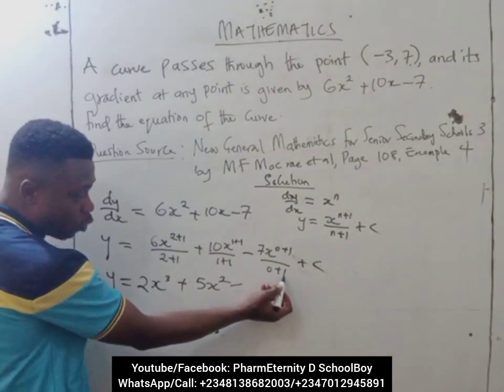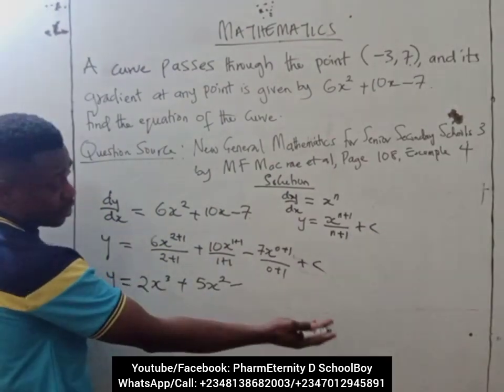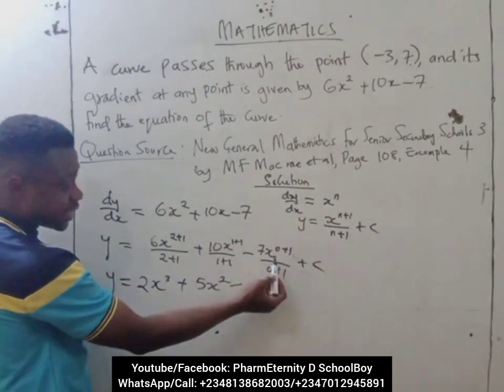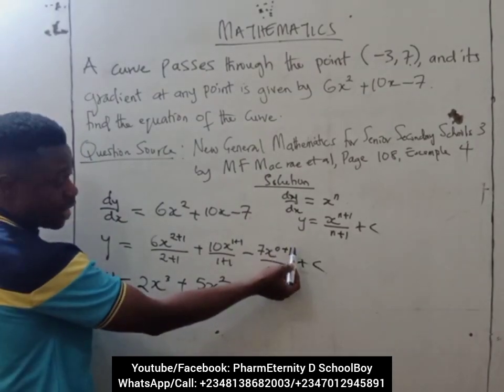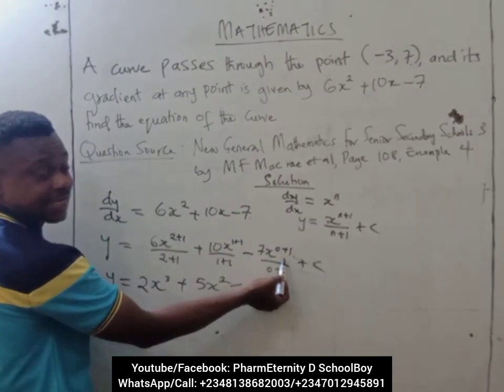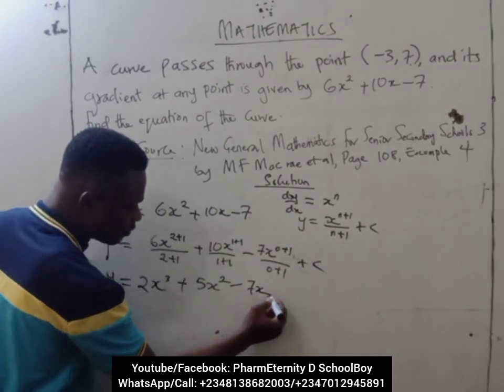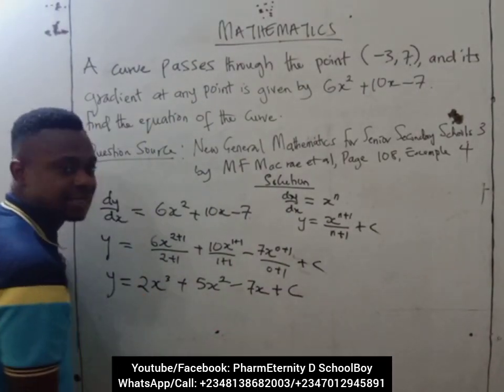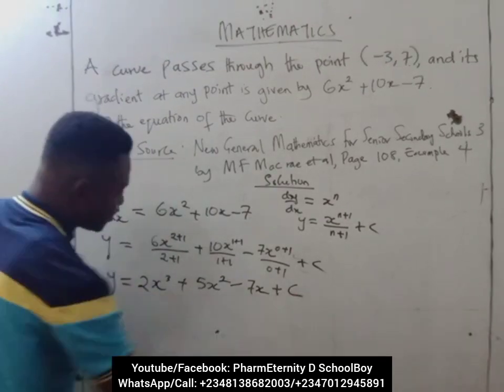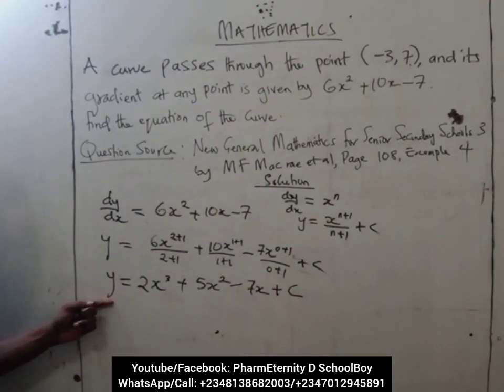This is 0 plus 1. This 0 plus 1 is 1. 0 plus 1 is 1. So this is x raised to power what? 1. So we have 7x. 7x divided by 1 is still 7x. So minus what? 7x plus the what? Constants. So this is the equation of the curve. But it's not yet complete.